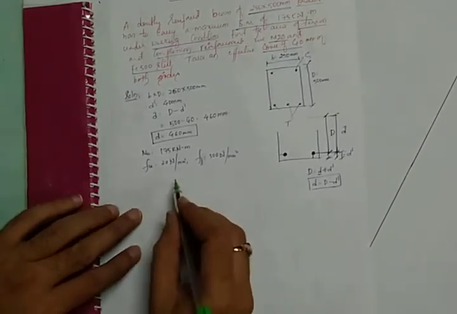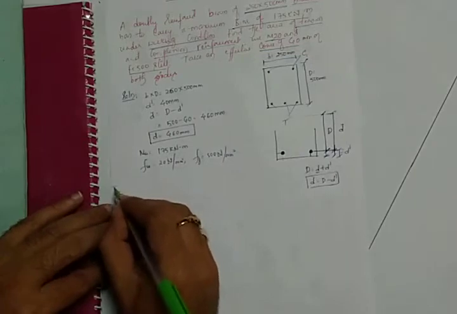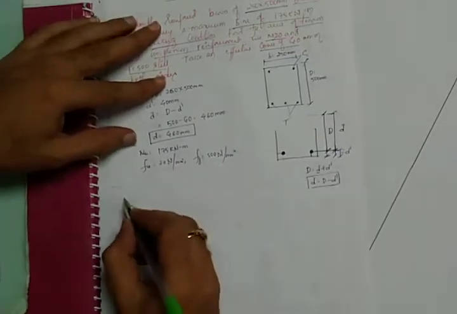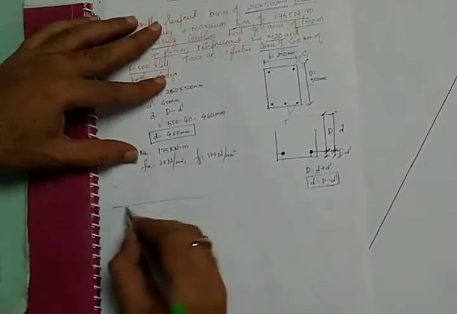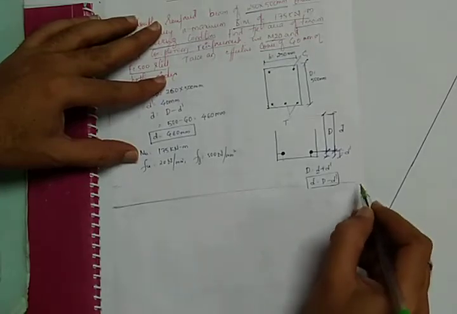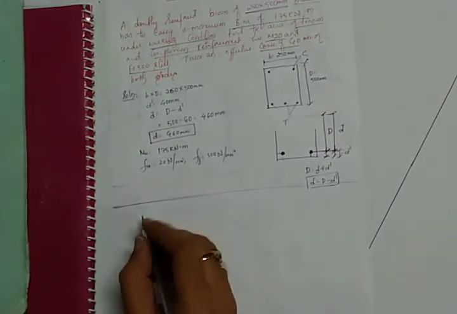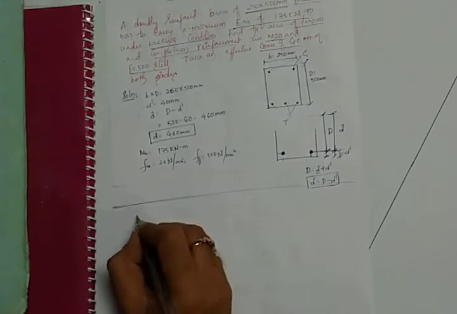Okay, fine. So now we have listed the given data. I will mark a line for reference. So this is the line I'm drawing. So now we have to calculate Mu limit.